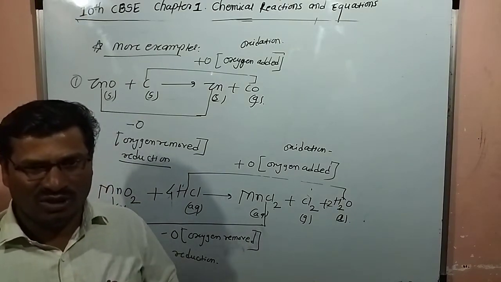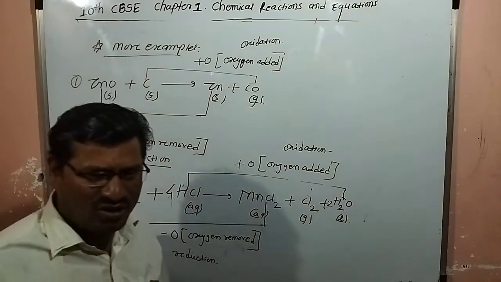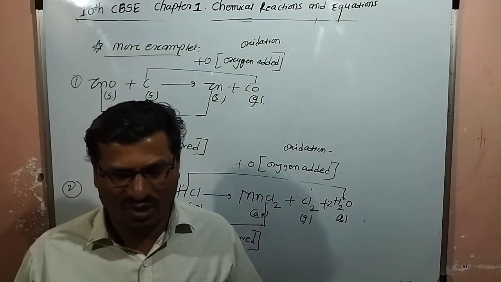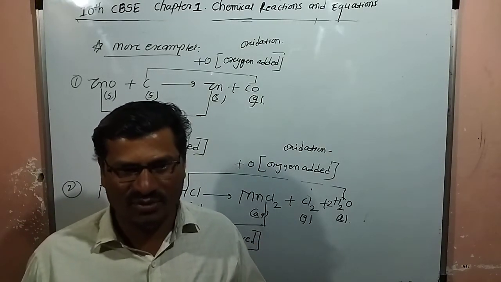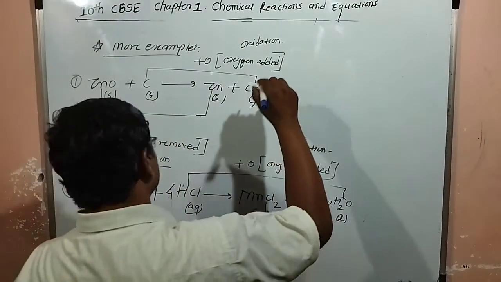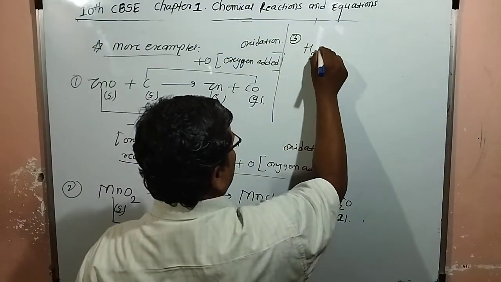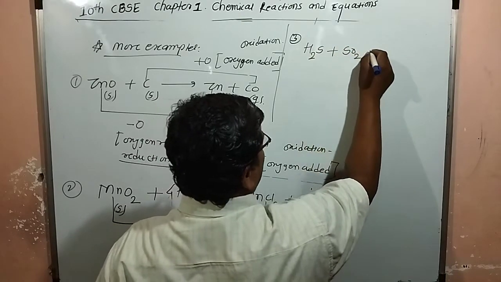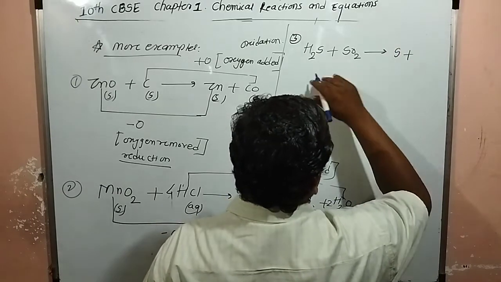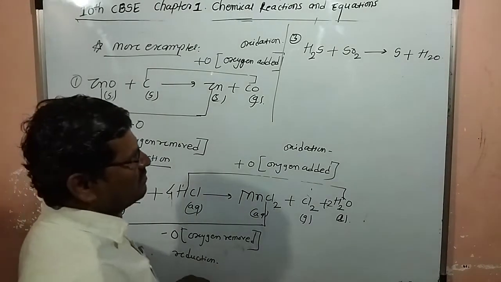Another two more examples we'll take for reduction and oxidation reaction, that is redox reaction. For more study we are taking these examples. Just one more example we'll take. So the third example I will take: H2S plus SO2 and it is giving S plus H2O.